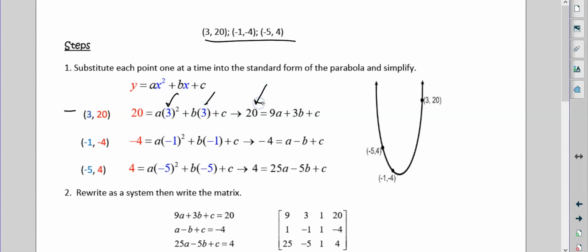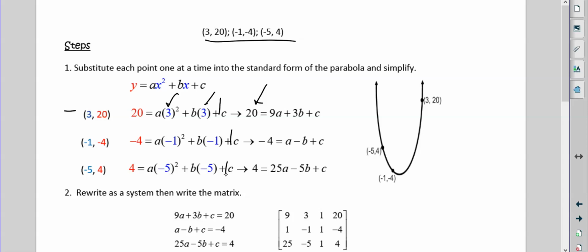Now, all we're doing is writing the 3 points separately. And basically, wherever there's an x, we're going to plug in the x value, 3. And wherever there's a y, only one spot, we put 20. And the c is always going to be 1c. Okay, because that is a constant, not a coefficient. Okay, so we're going to do that with 3, 20.